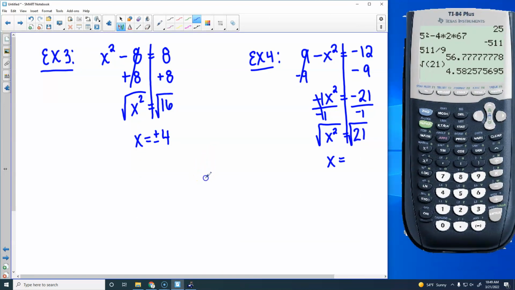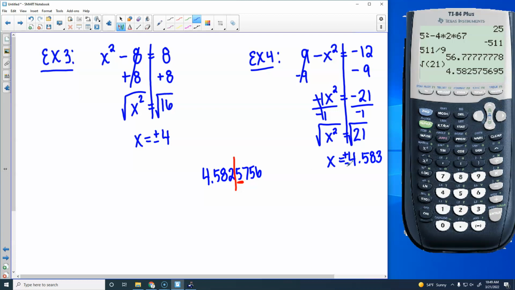So where you got that 4.58255756. We need to cut this off at 3 decimal places. If this number right here is 5 or larger, we round up. So that's going to be 4.583. And what am I forgetting? I need a plus or a minus here. Because it could be positive or negative.